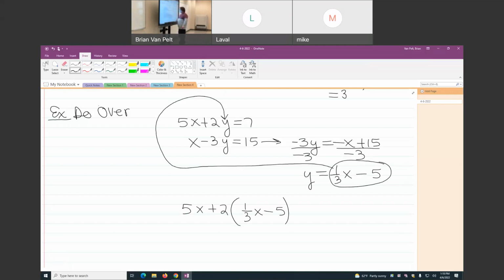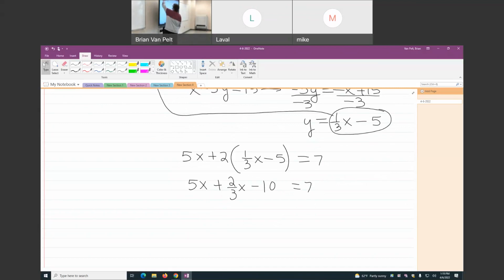Now I'm going to replace the y with 1/3 x minus 5. When you do your substitution, you should put it in parentheses or something. It's not going to be good. Are we good so far? Now I'm going to distribute that 2 through. And I get 5x plus 2/3 x minus 10 equals 7. So good?